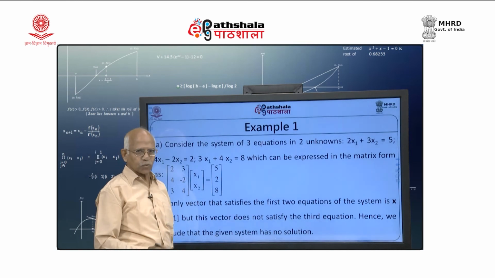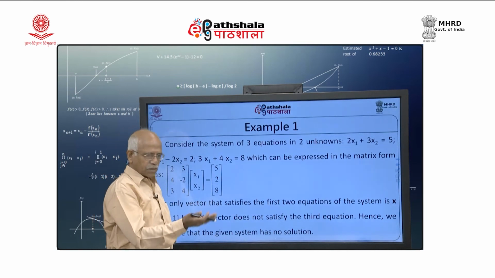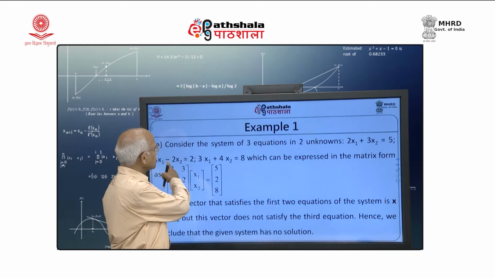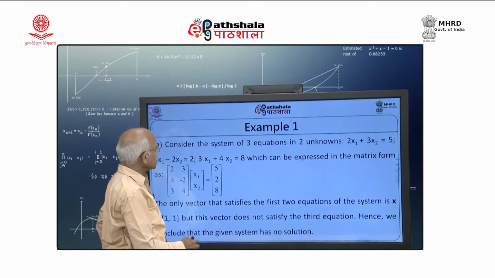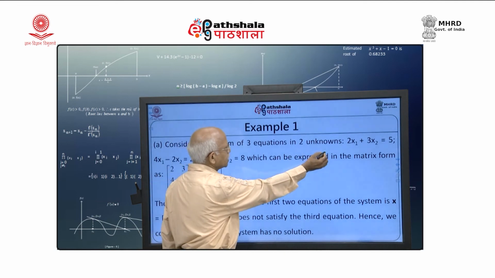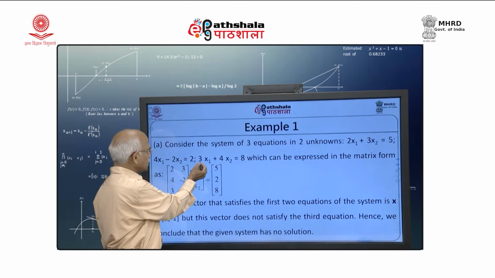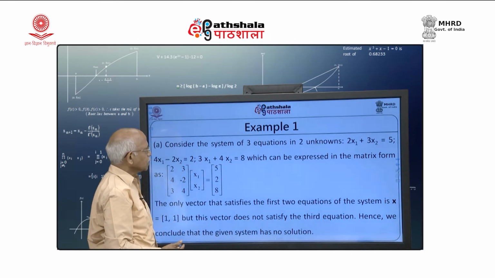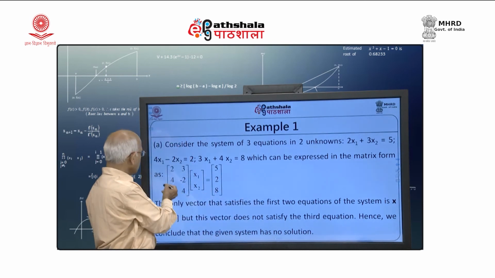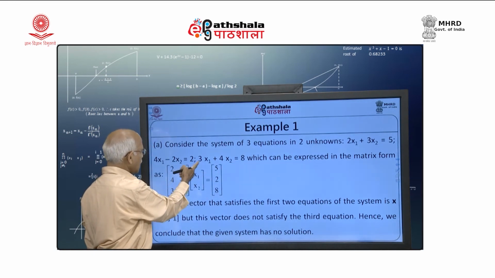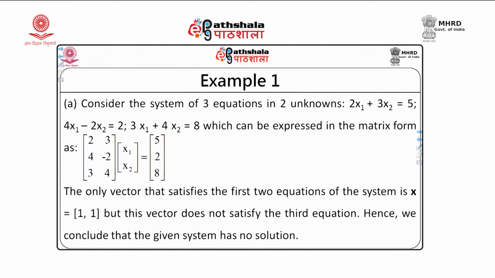We will take an example to show that these three types of solutions are possible for a linear system of equations. So, first example we are considering part A. Consider the system of three equations in two unknowns, that is 2x1 plus 3x2 equal to 5, 4x1 minus 2x2 equal to 2, and 3x1 plus 4x2 equal to 8, which can be expressed in the matrix form as 2 3, because the coefficients are 2 3, 4 minus 2 and 3 4. So, this is your coefficient matrix. Unknowns are x1, x2 and the right hand side vector is given by 5, 2 and 8 here.